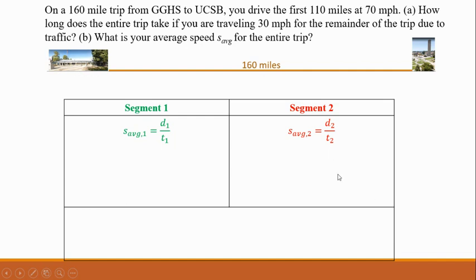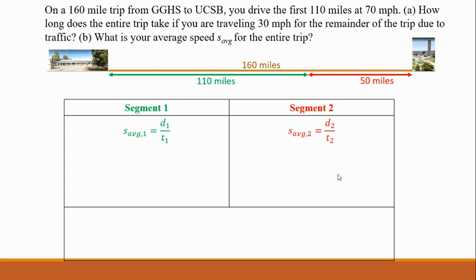Okay, so let's go ahead and label out some stuff so we can make this particular problem easy. The first leg of the trip is 110 miles, that's indicated there in green. And then the remaining distance can be easily calculated just by using deduction here. The total distance is 160 miles. You already traveled 110 miles, so the remaining distance would simply be the difference of these two values. So 160 minus 110, which is 50 miles.